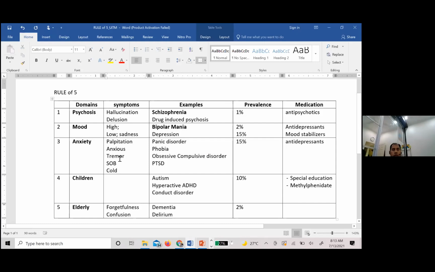For example, palpitation, tremor, short of breath, all this will be referring to anxiety, whereas sadness, low mood, we are referring to depression. Okay, psychosis, these are the symptoms. So one thing that I want to tell you, these psychotic features will never, remember my words, never happen in anxiety. Okay, understand? Once it is there, then it is no longer anxiety. It should be something else.